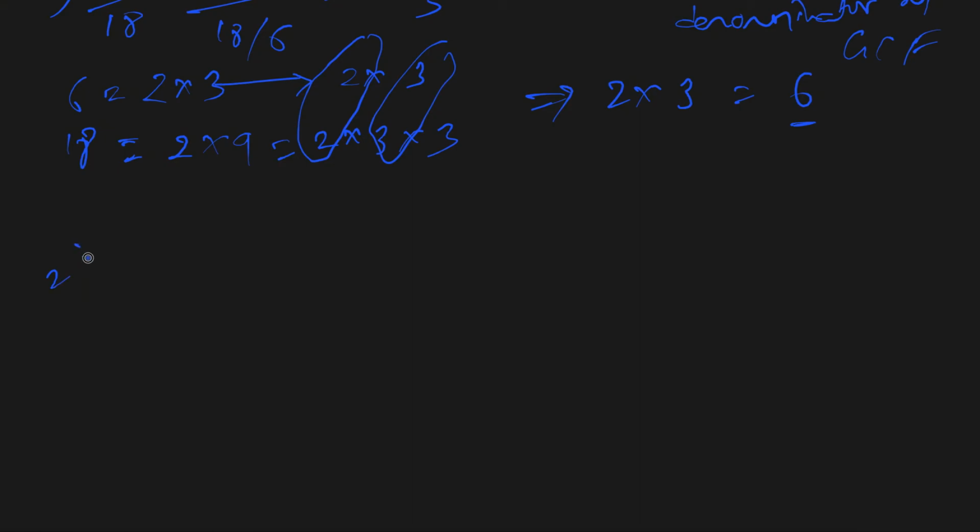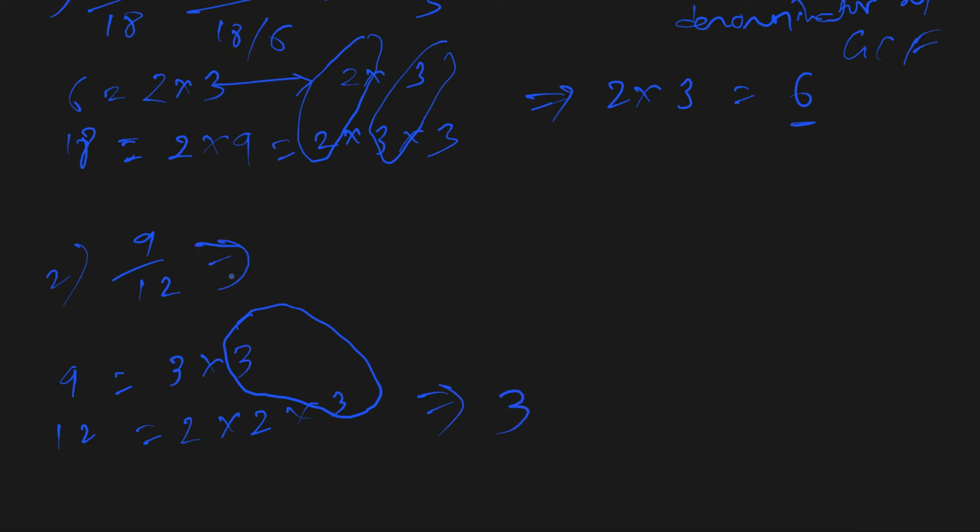Let's look at one more example. Let's say we have the fraction 9 over 12. Let's find out the GCF for this. So 9 can be written as 3 times 3, and 12 can be written as 2 times 2 times 3. Right? 2 times 2 is 4, 4 times 3 is 12. So the common number we have here is just 3. So the GCF for 9 and 12 is 3.